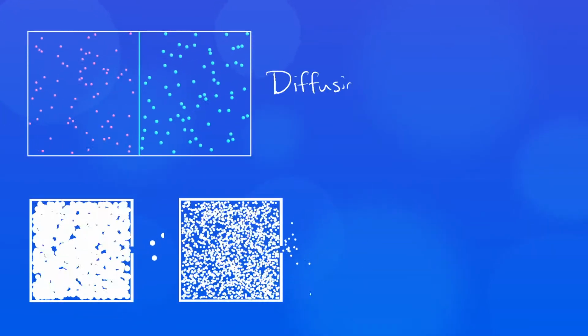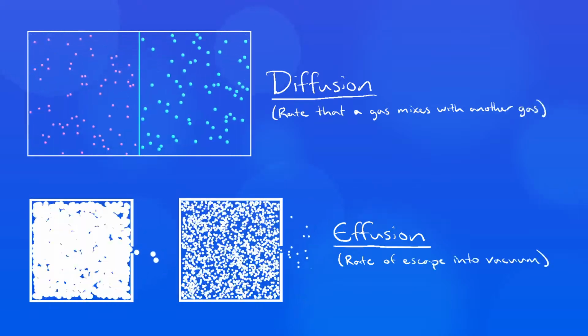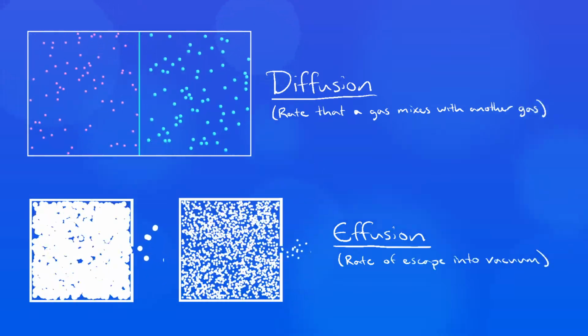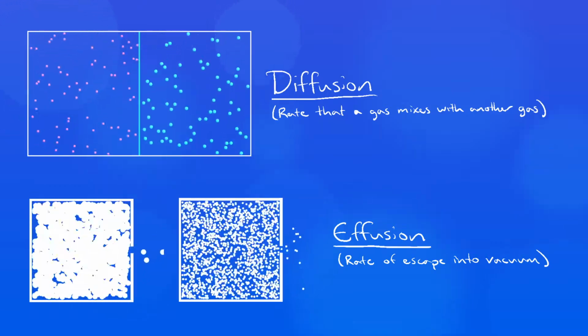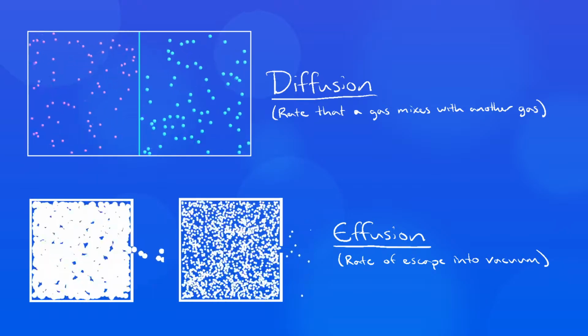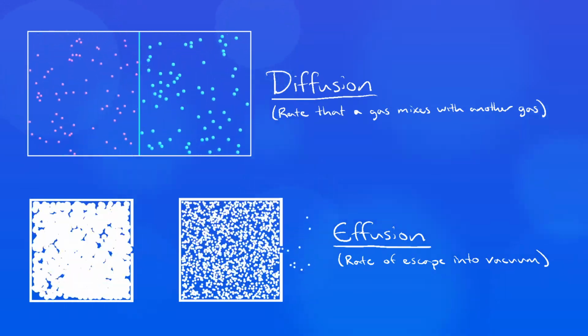One place that this becomes very relevant is in the measurement of diffusion and effusion. These are two similar properties that basically describe how quickly a gas will either mix with another gas, that's diffusion, or escape from a pressurized environment into a vacuum, that's effusion. Gases made of lighter molecules will diffuse and effuse much faster than gases made of heavier molecules.